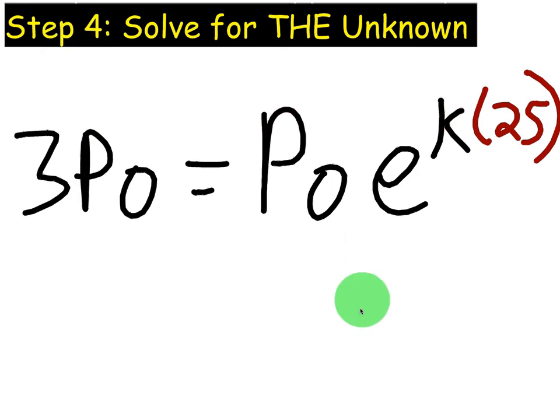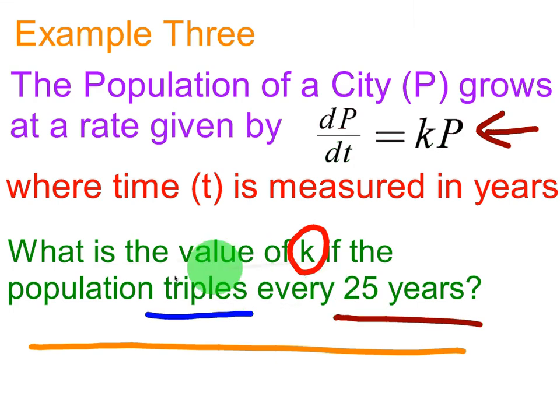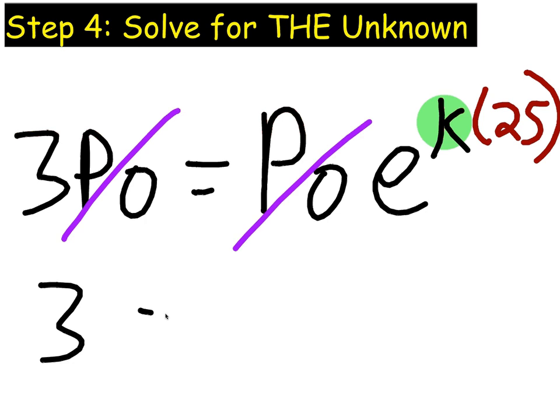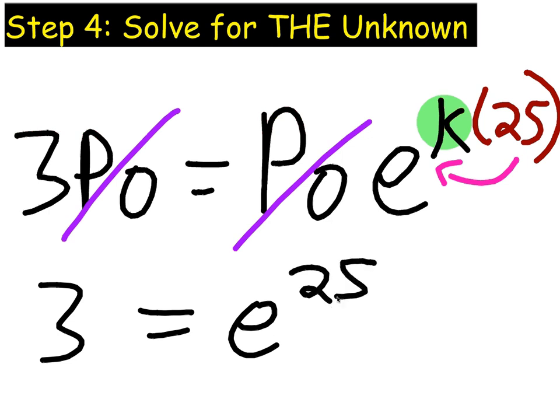So step 4 is to solve for the unknown. Again, we're trying to solve for k because the question asks what is the value of k if the population triples every 25 years. It's an amazing problem, really, because we never even knew the initial population, and we didn't need to. So the first thing we're going to do is cross out the initial population, since they're there on both sides. So now we have 3 is equal to e to the... Now I'm going to basically take that 25 and move it in front of the k because I can. So it's e to the 25k.